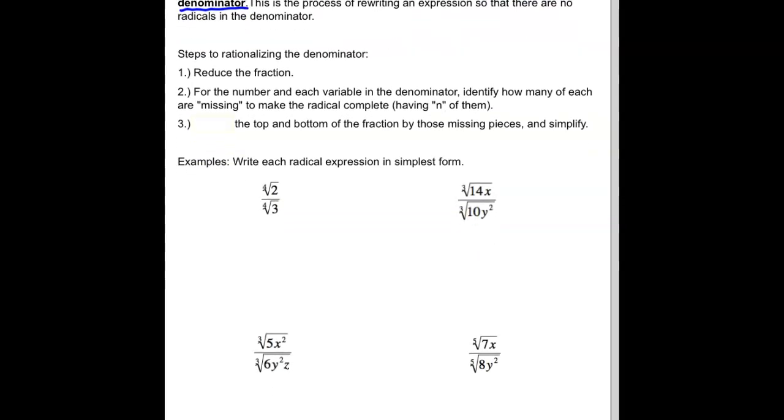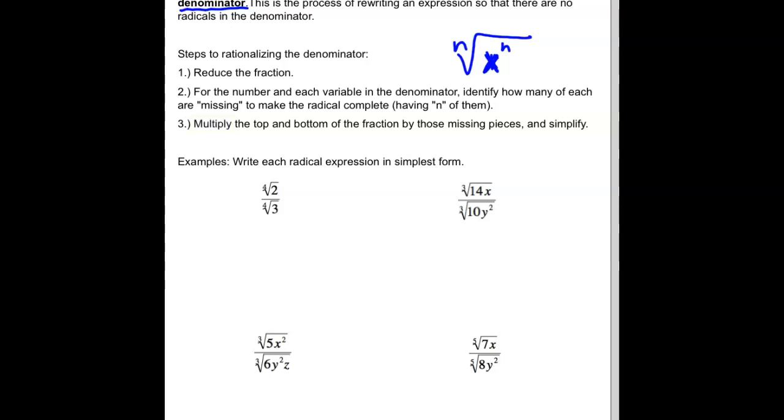For the numbers and each variable in the denominator, we need to identify how many of each are missing to make the radical complete. In other words, if we are taking an nth root, we need n of those things. So let's say we have an x here. We would need n x's to make a full group. Okay? Now, what if we have more than n? Well, then we have to bump it up to the next multiple. We want to have full groups to be able to take out.